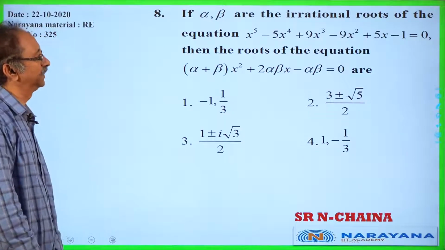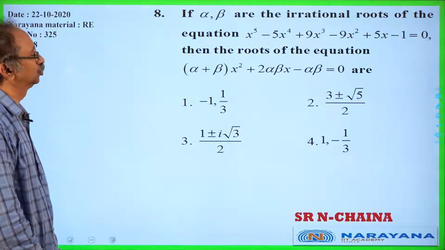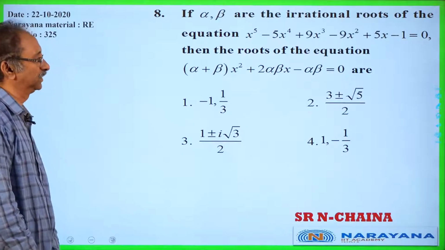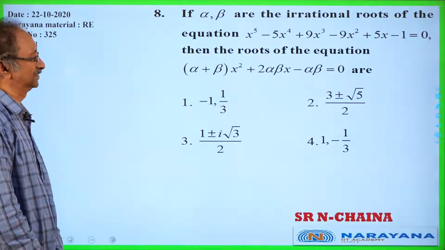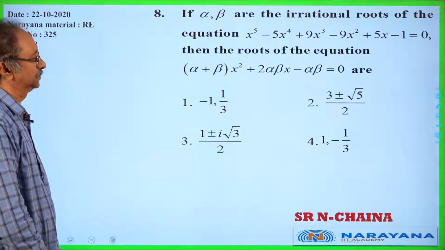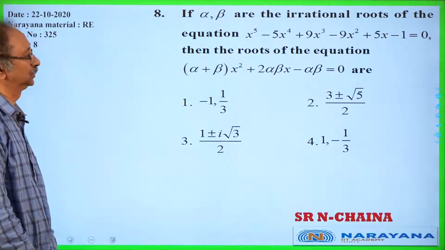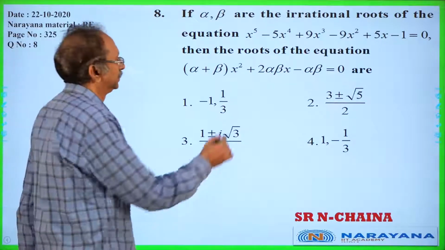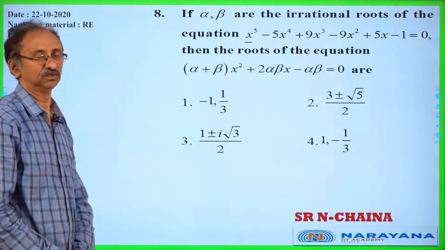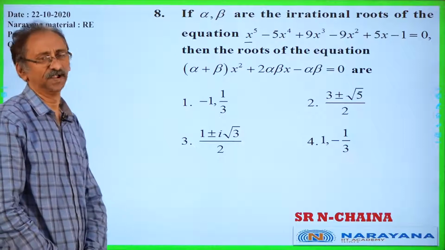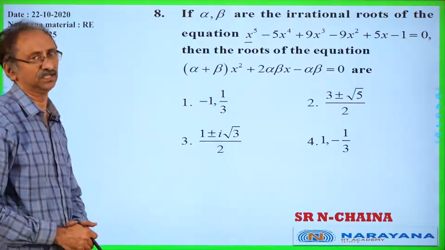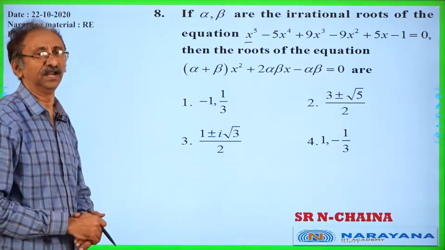If alpha and beta are irrational roots of the equation, then find the roots of the equation alpha plus beta into x square plus 2 alpha beta x minus alpha beta is equal to 0. Actually, it is a fifth degree equation. It will have 5 roots. So, it is not easy to find all 5 roots. But there must be some property, or we have to go for a trial and error method.